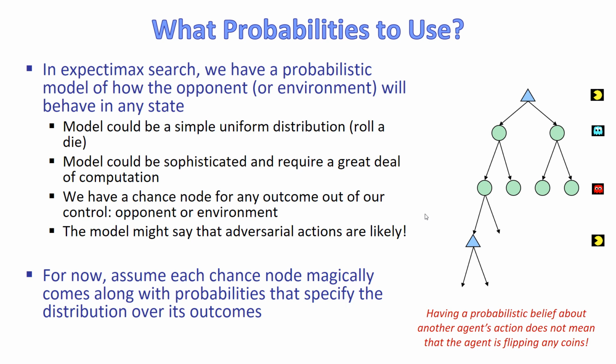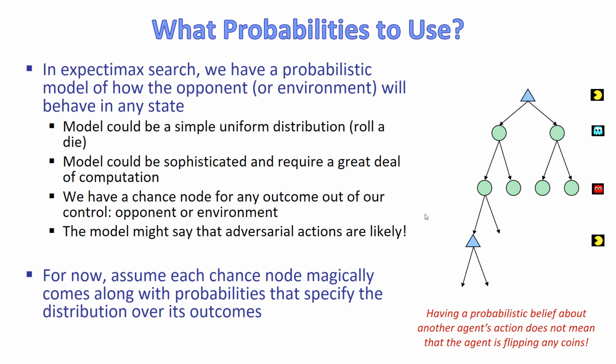Okay, now, where do the probabilities come from? Where do we get these values of probabilities? We kind of touched upon that last lecture. We said that the game itself might have randomness in its rules; we might actually roll a die as part of the game. If that's the case, we will assume that we have a uniform distribution over the outcomes of the die.